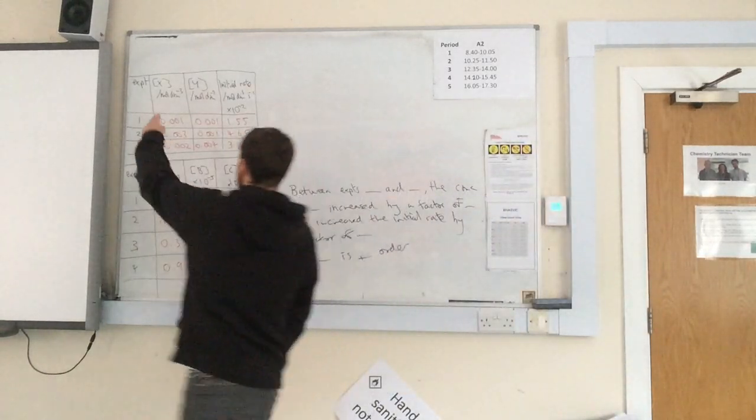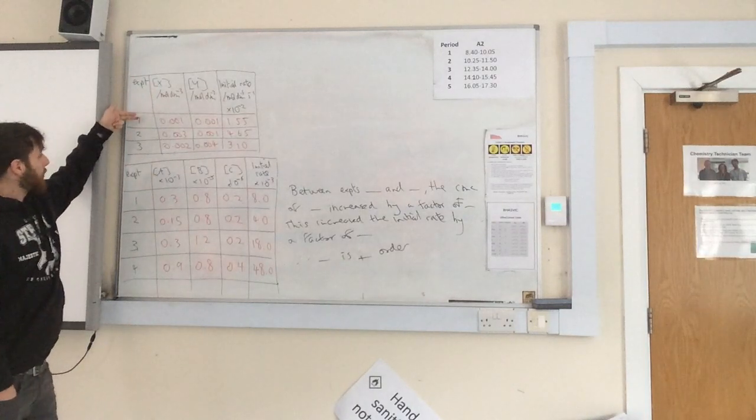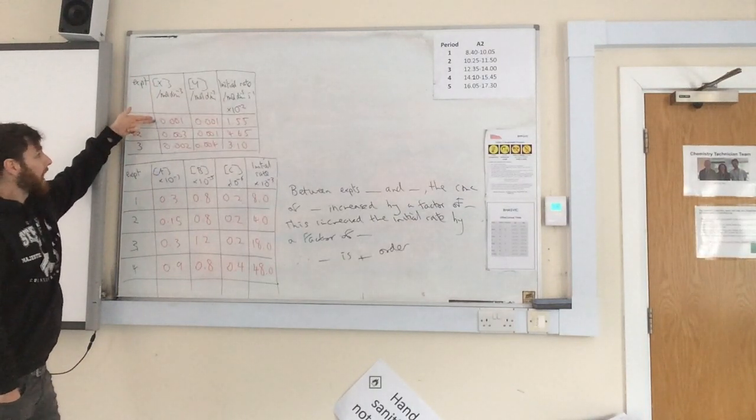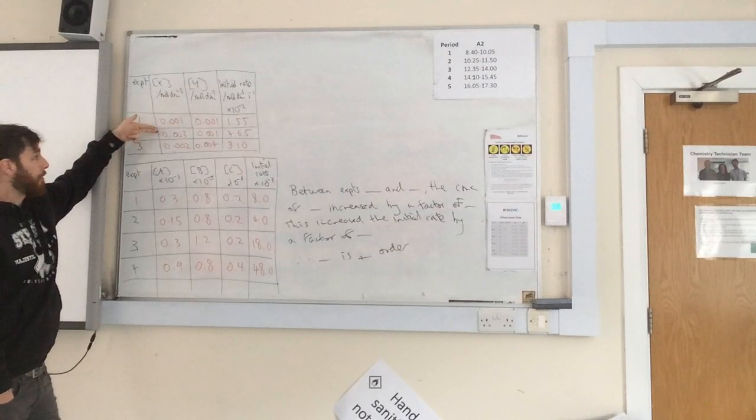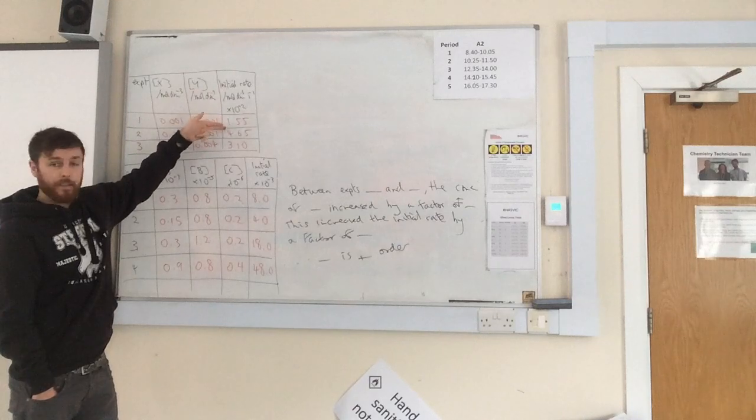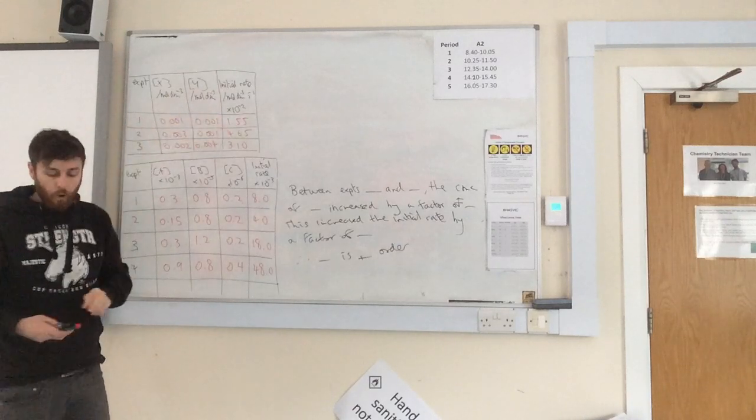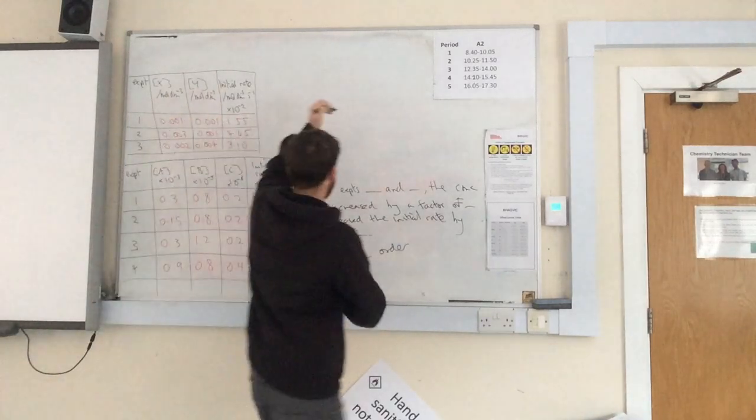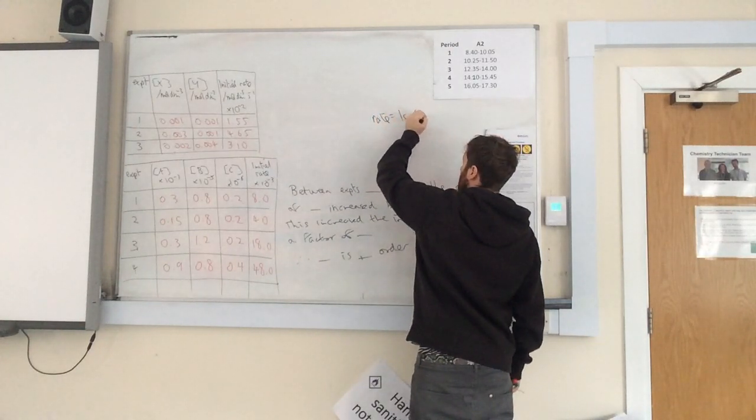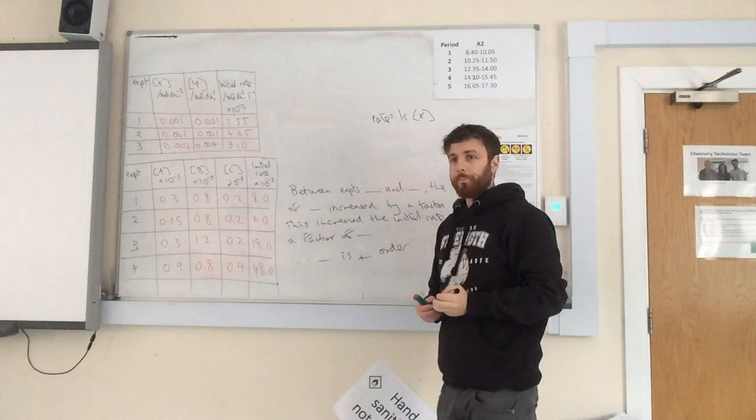So for x, between experiments 1 and 2, the concentration of x has increased by a factor of 3, and the initial rate has increased by a factor of 3. Therefore, x is first order. So we can say rate equals k x to the 1.